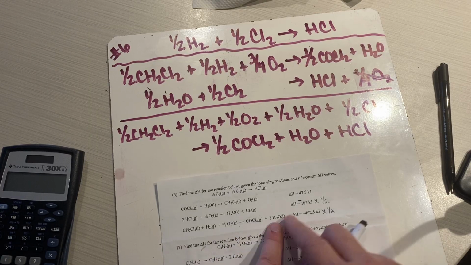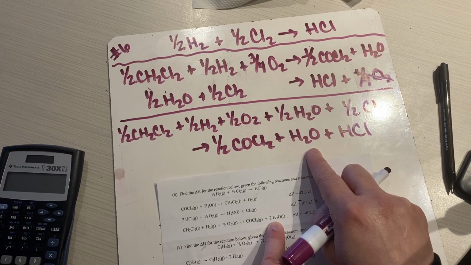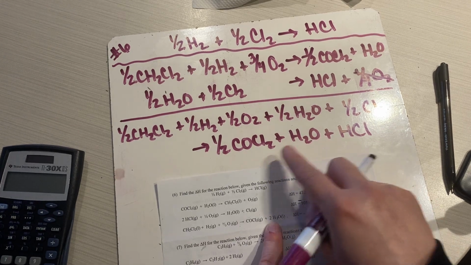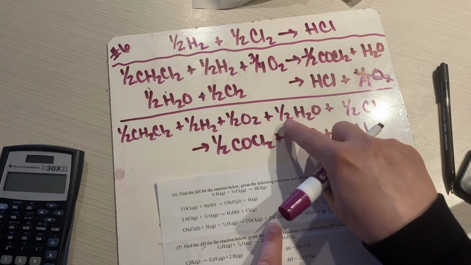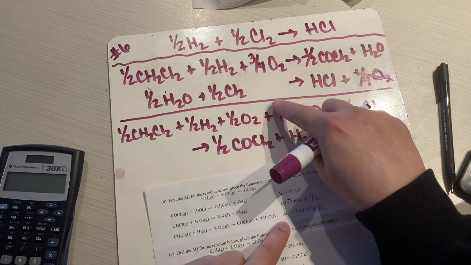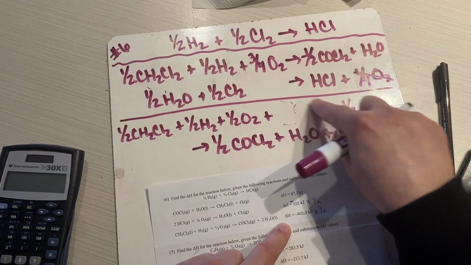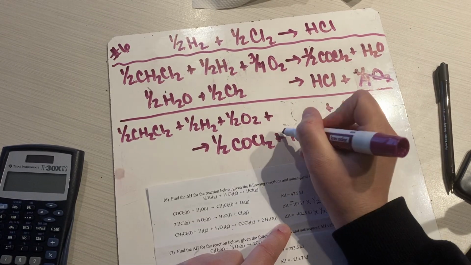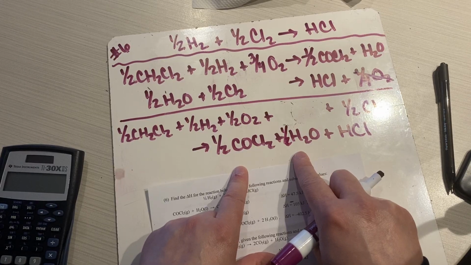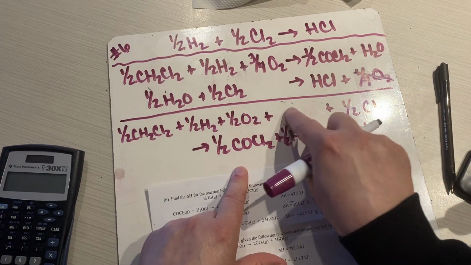So we have an H2O here, but this is 2 H2O. Oh, wait, we can cancel part of this. I didn't realize my H2O could cancel. So here's a half. And if I subtract half from this, this one will become the half H2O. So that shortens it up a little bit. Okay.